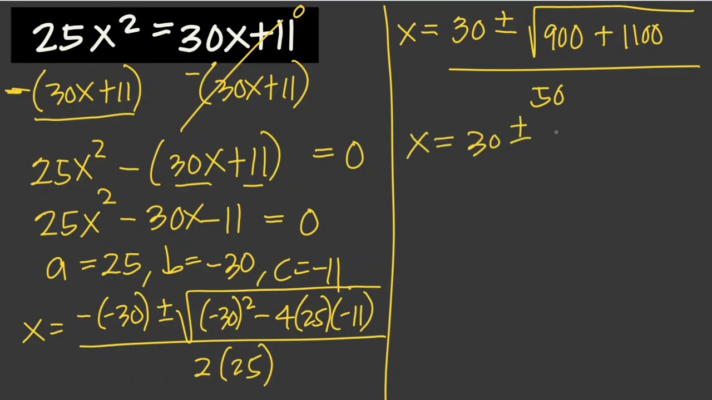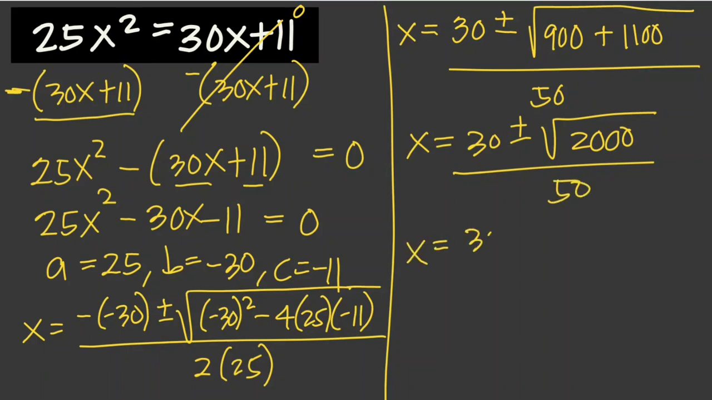Okay, this is 2000. By simplifying the root, 2000 can be written as 20 squared, 20 times 20, times 5. So we can write this as 30 plus minus square root of 20 squared times 5 over 50.